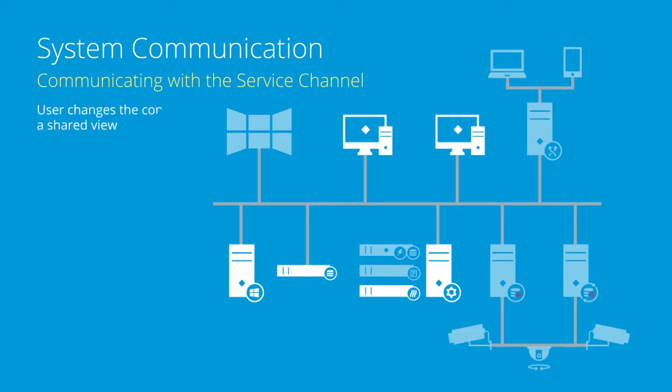When a user changes the content of a shared view, the Smart Client sends information about the updated view to the management server using HTTP on port 80 for a Windows or Active Directory user, and using HTTPS on port 443 for a basic user.